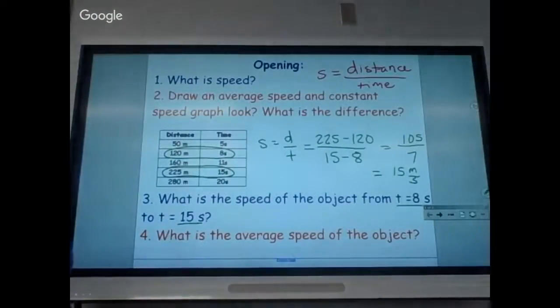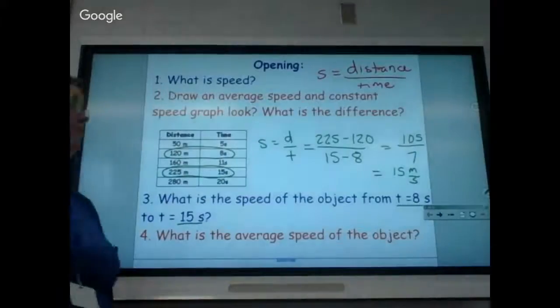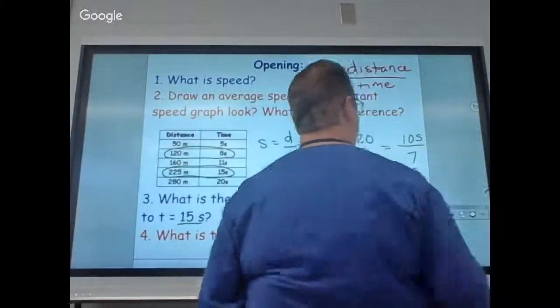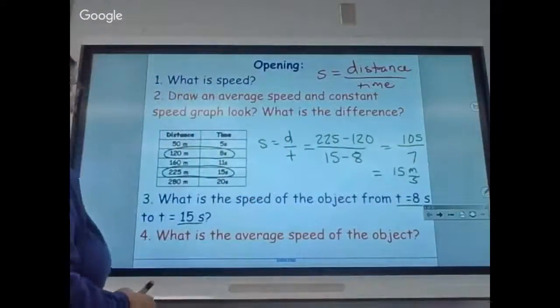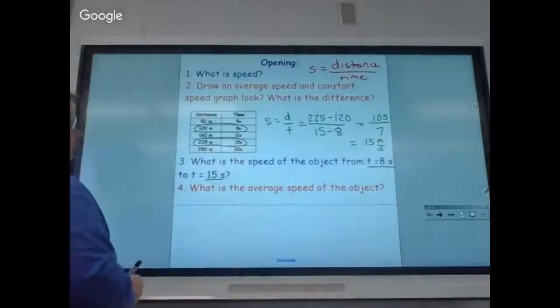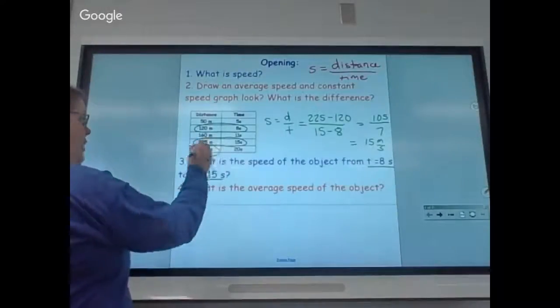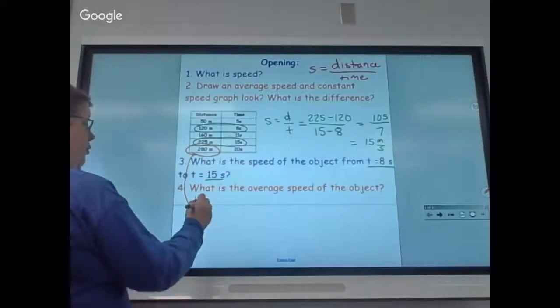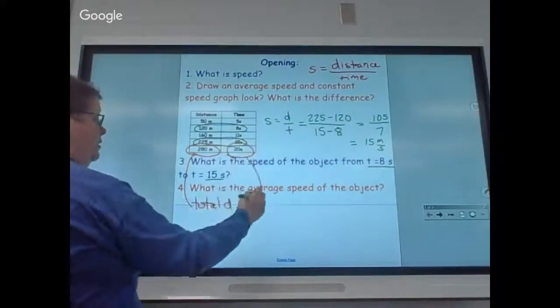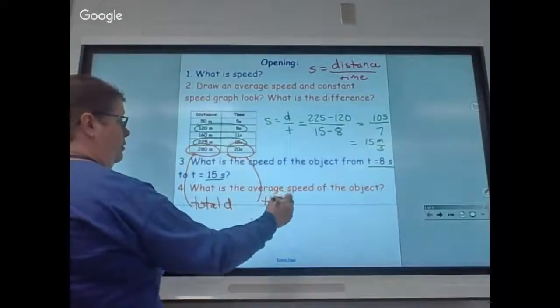Now, to find average speed. Average speed is total distance over total time. Now, where's the total distance at? Is it given in the chart? This right here is the total distance. This is the total time.